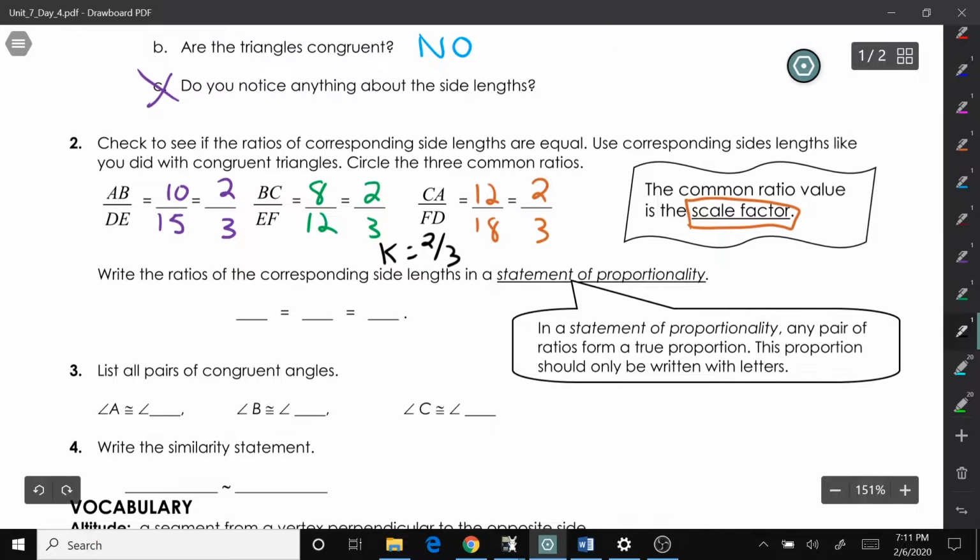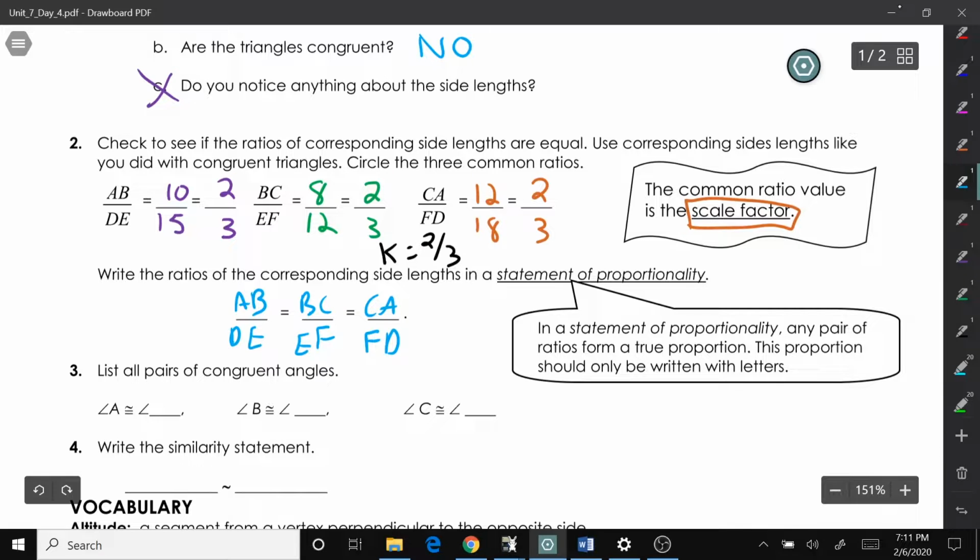And since they're all equal to 2/3, by that awesome transitive property that we all know, we have AB over DE equals BC over EF, which equals CA over FD.